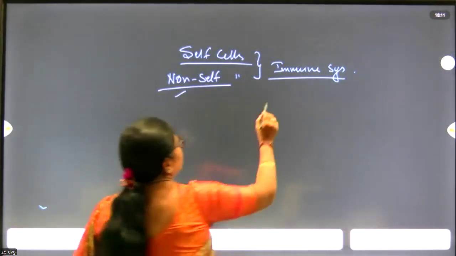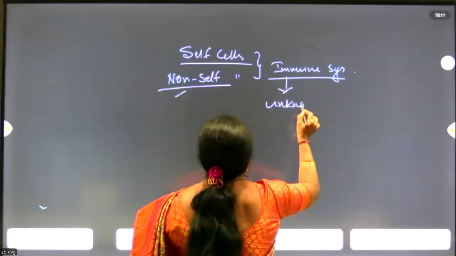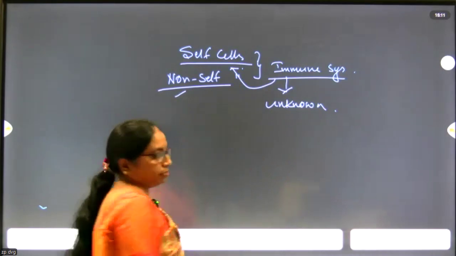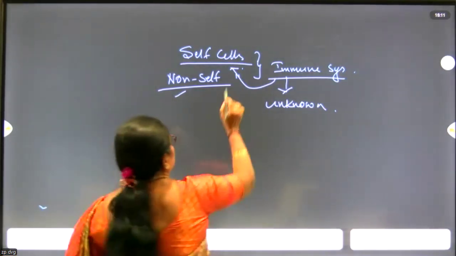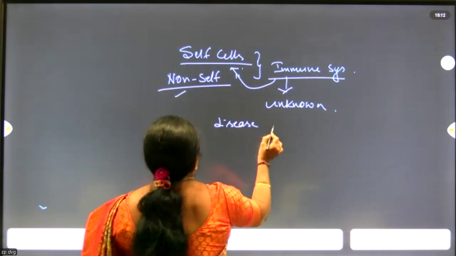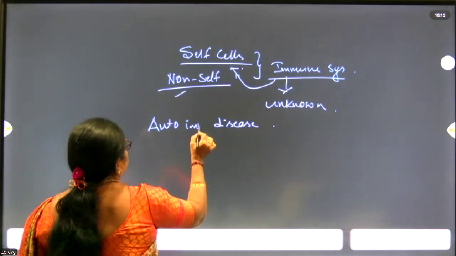Sometimes due to certain genetic disorders or unknown reasons, the immune system is going to destroy the self cells. So this causes some disease which is called autoimmune disease.